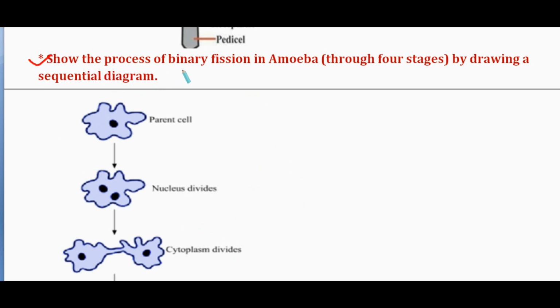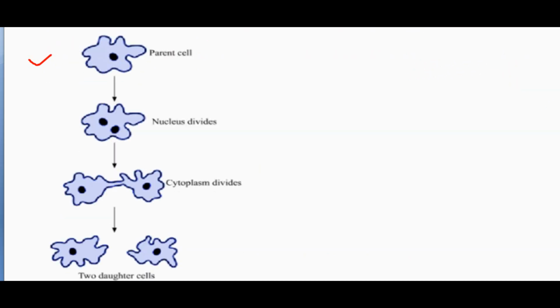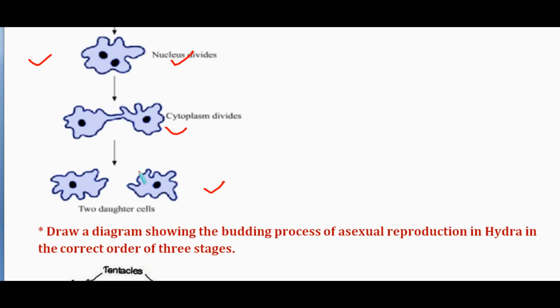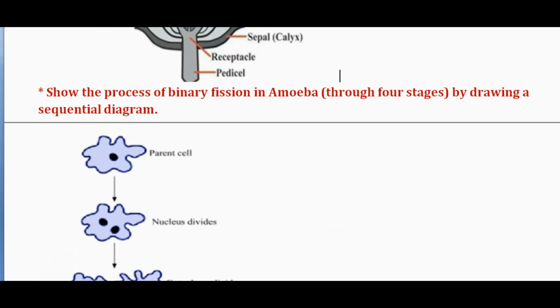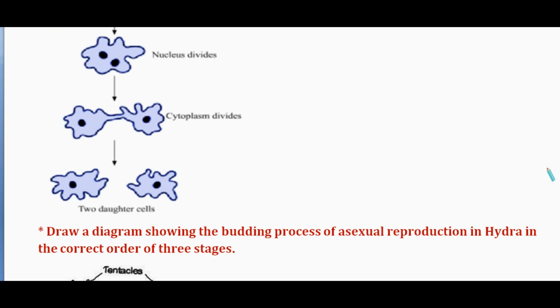Next question: show the process of binary fission in amoeba through 4 stages by drawing a sequential diagram. Now see, this is the parent cell, and after the parent cell, the nucleus divides, then the cytoplasm divides, and then two daughter cells are formed. This is the process of binary fission in the amoeba.